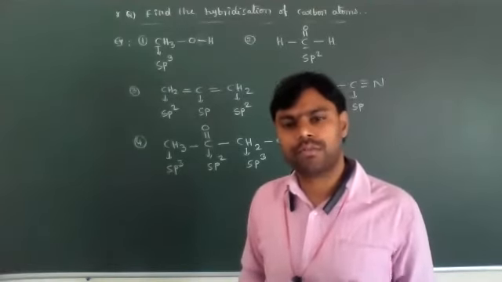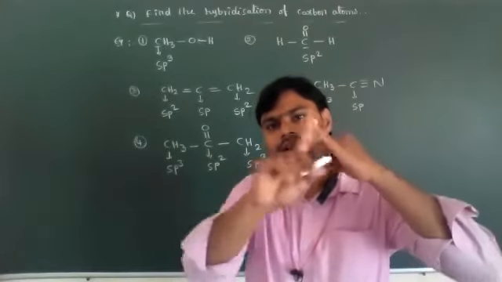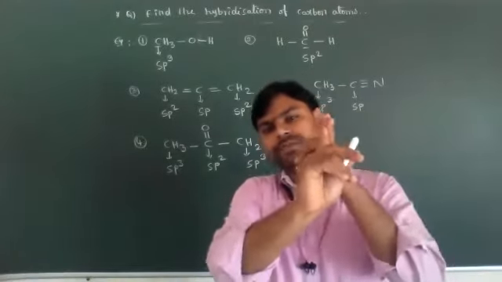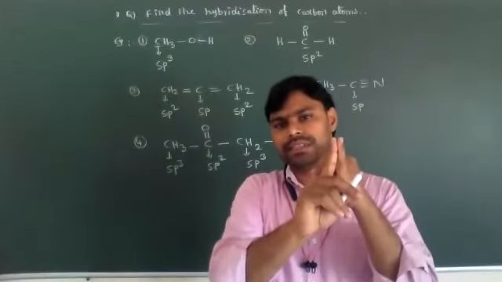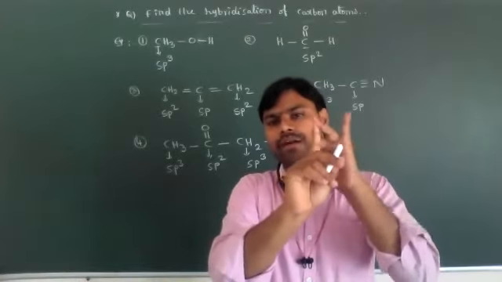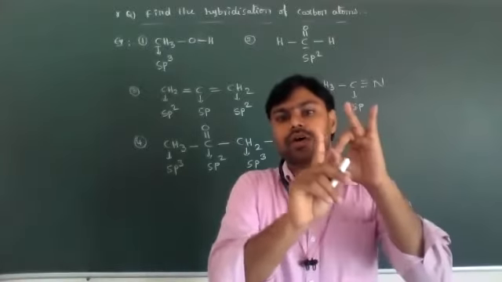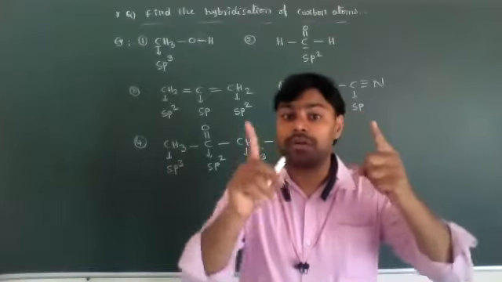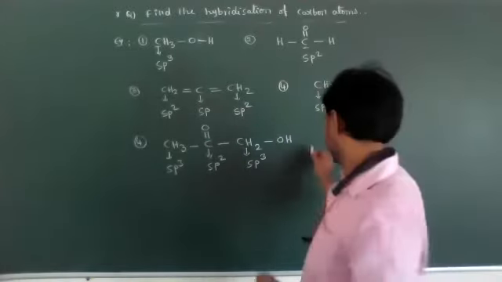So in organic compounds, 3 types of hybridizations are possible for carbon. One is sp3. When sp3 hybridization is present, dear students, all single bonds are present. At least 1 double bond present, its hybridization is sp2. And if one triple bond or two double bonds are present, then its hybridization is sp.